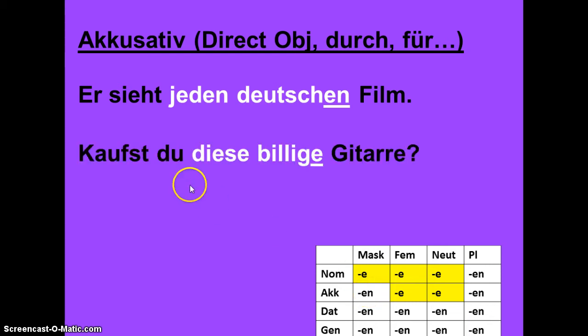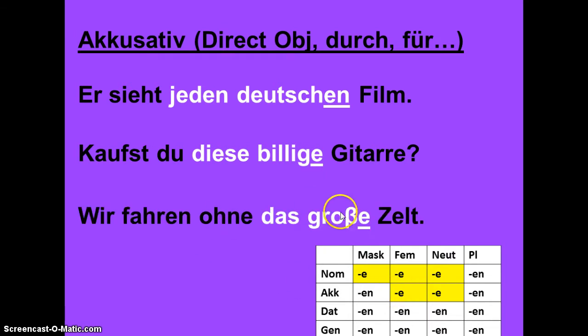Kaufst du die Gitarre? Die Gitarre. I could say diese Gitarre or jede Gitarre. It doesn't matter which der word I use. That's die Gitarre, but my ending on the adjective is an E. Okay, Gitarre is the thing being bought. That's the direct object.